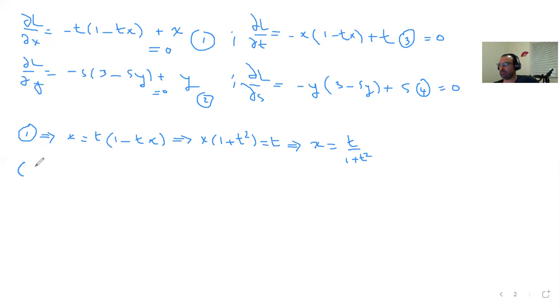Similarly, if you take equation 2, you're going to have y equal to s times (3 minus sy), and it leads to y equal to 3s minus s squared y.